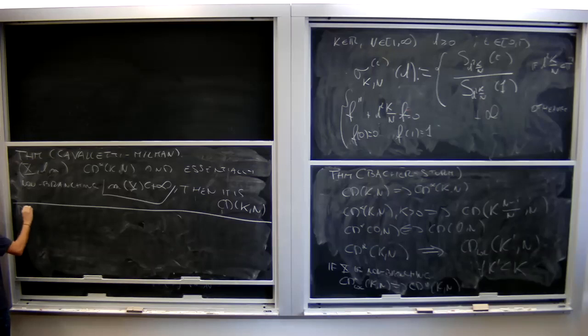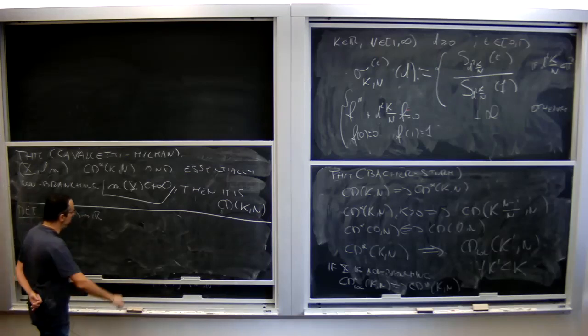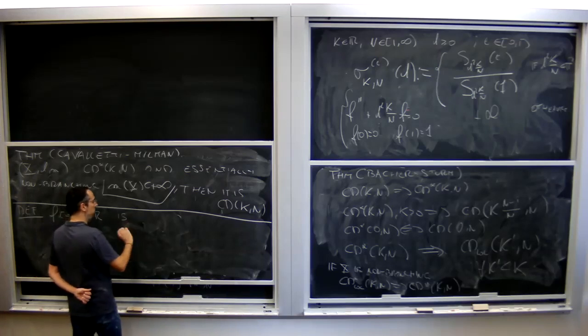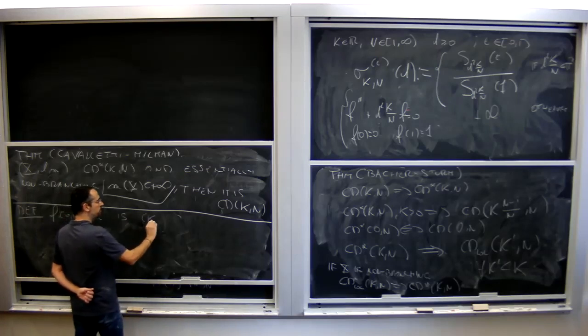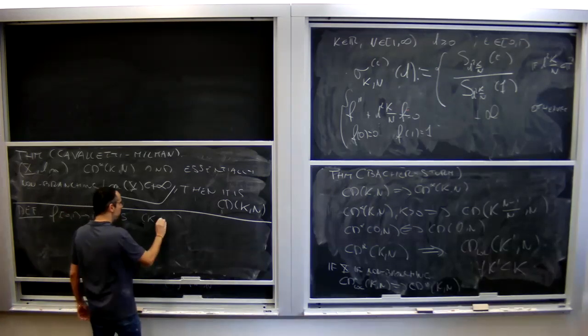Let me start with the following definition. Say that you have a function from [0,1] to R, and I say that this is, by definition, K N convex. So we have seen K convexity, right? So K convexity is something bigger than K. Is K N convex.